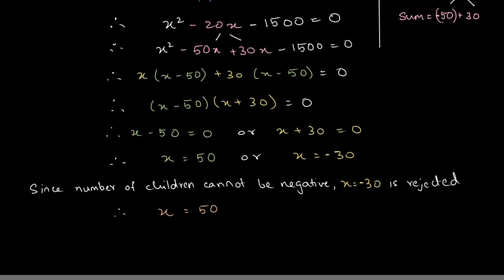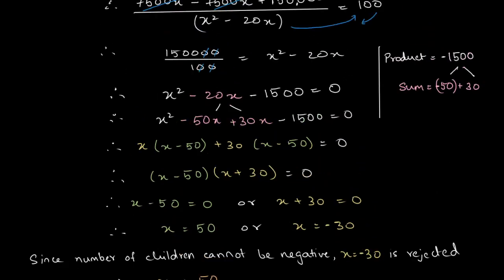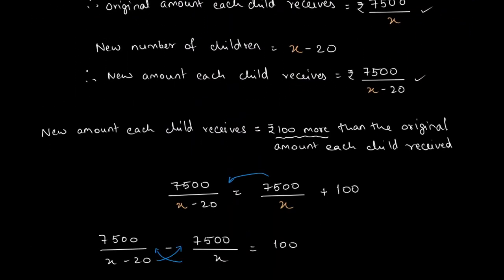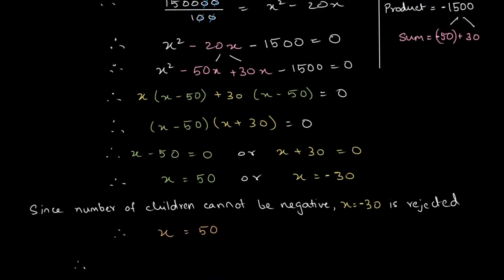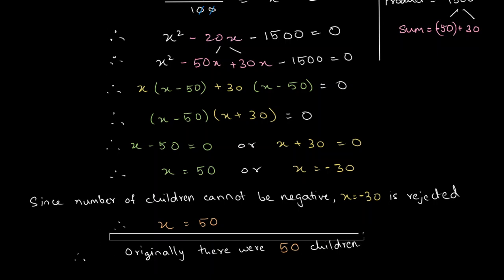And we'll write a final answer statement now. Therefore, the question was, let's try to frame it just as a question. Find the original number of children, right? So the original number of children is 50, or I can say originally there were 50 children, and the original number of children is 50. This is my final answer, which I will put in my final answer rectangle.